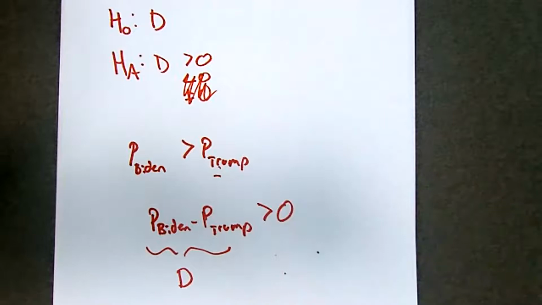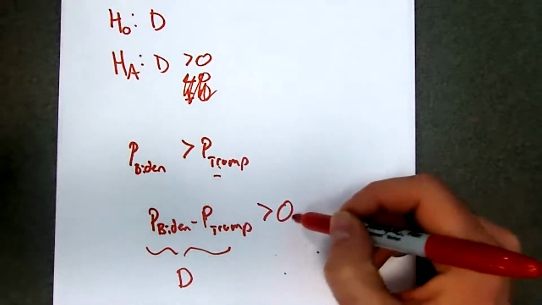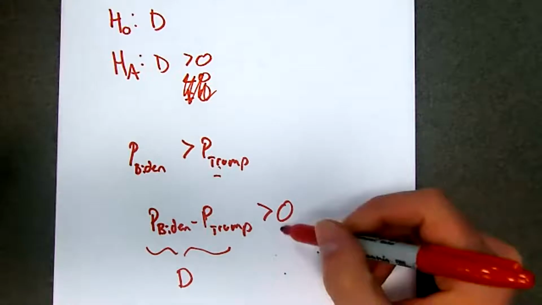Right? It's a little bit trickier just because of the way that we usually talk. We say, well, is the proportion of Biden votes greater than the proportion of Trump votes? We usually would say, is the difference between the candidates' votes positive? We just usually don't talk like that. And so it's a little bit tricky to identify what you want to find.